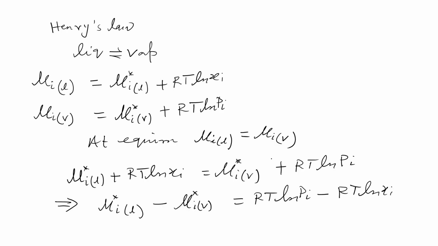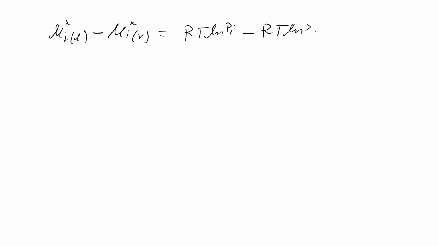So our equation is mu I L standard condition minus mu I V standard condition is equal to RT ln Pi minus RT ln xi. Right? So what can I write now? I can write like this equation.